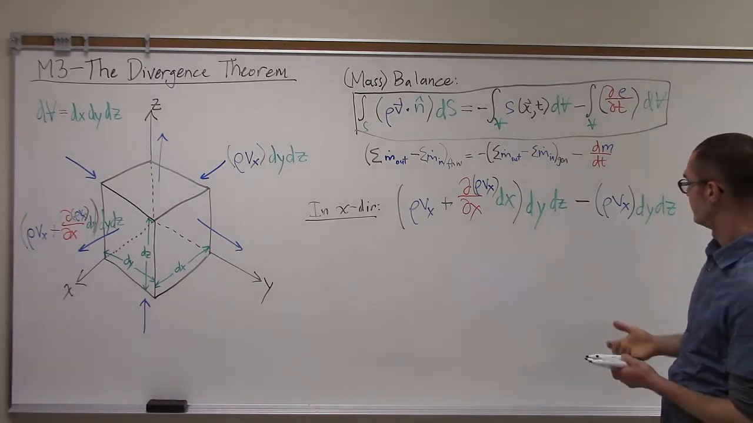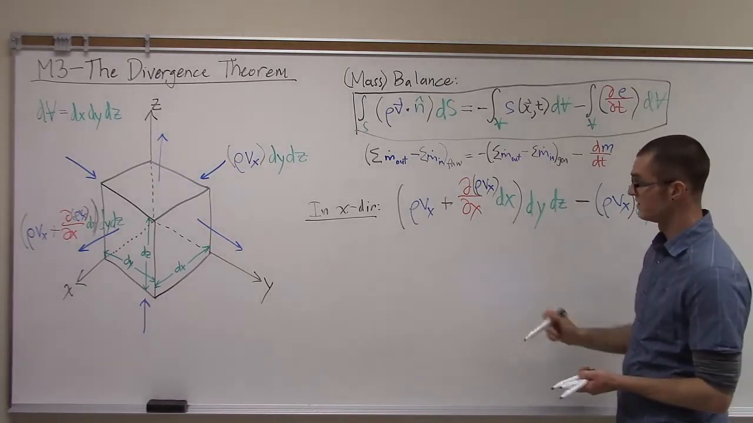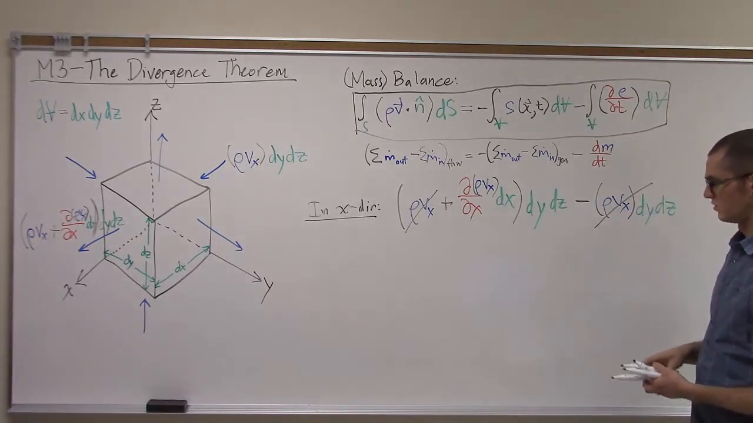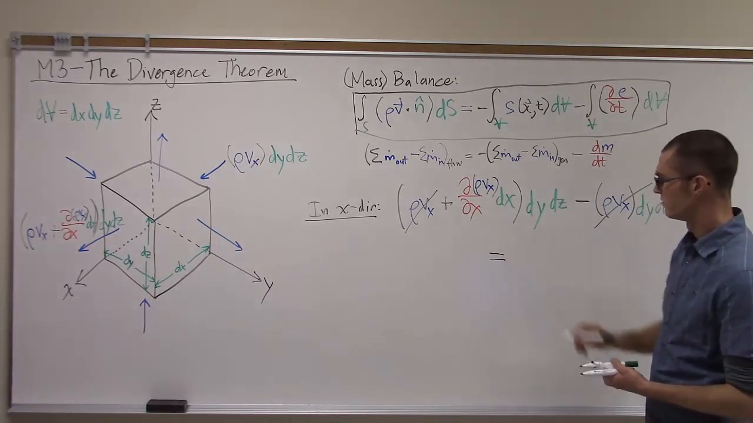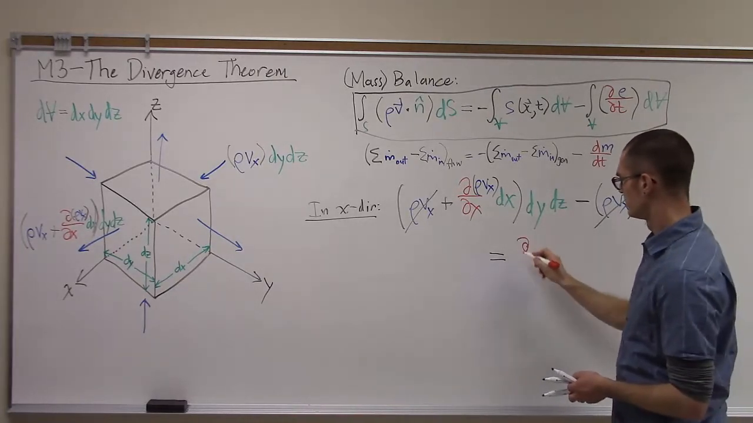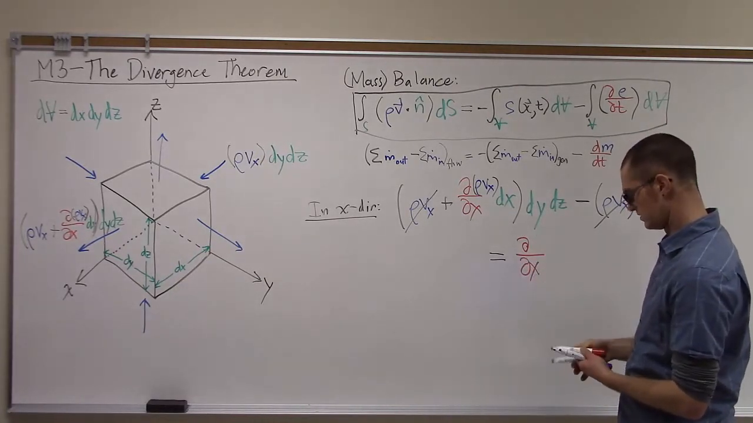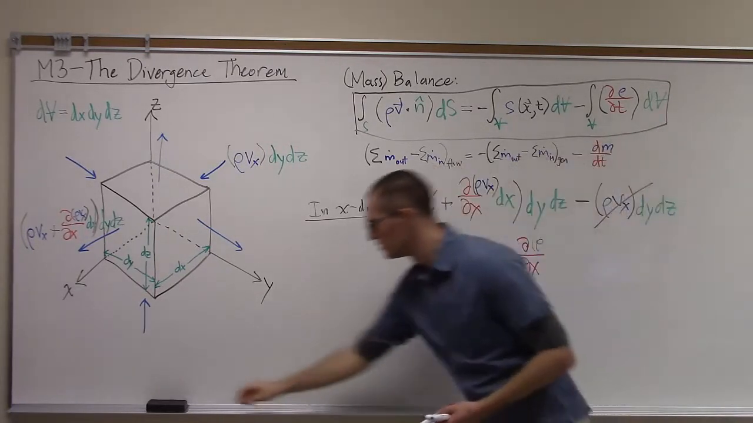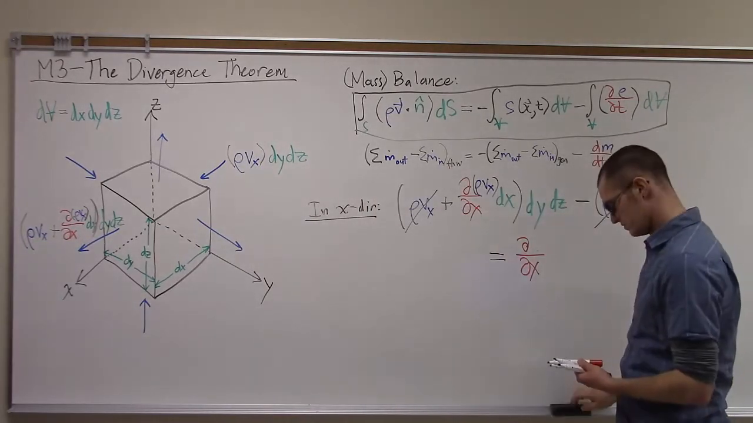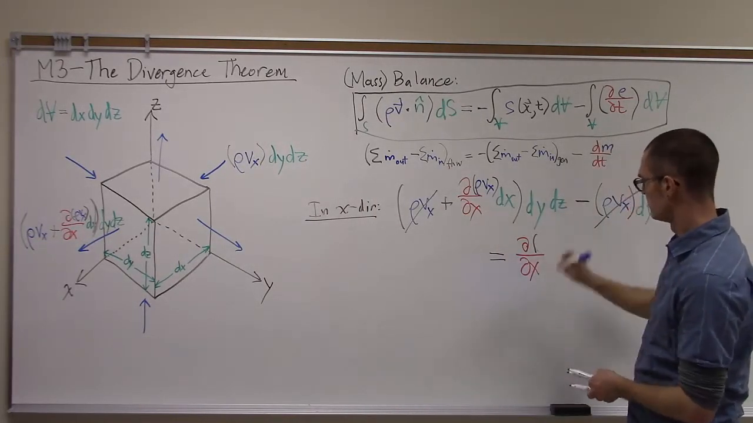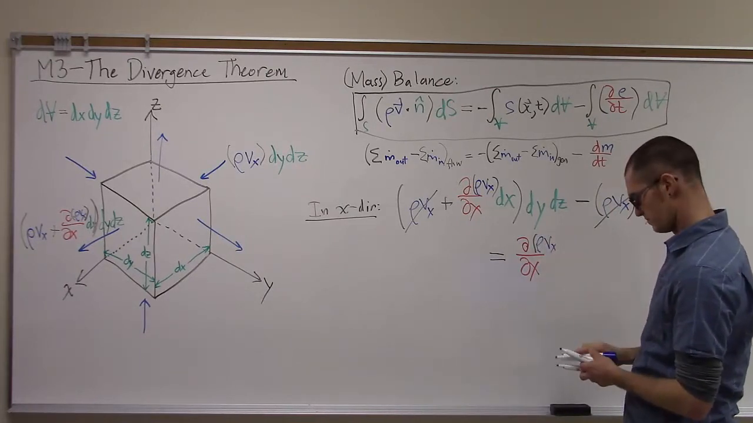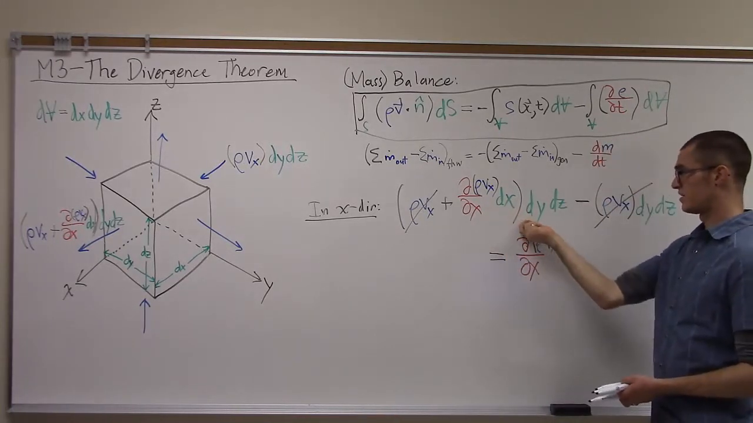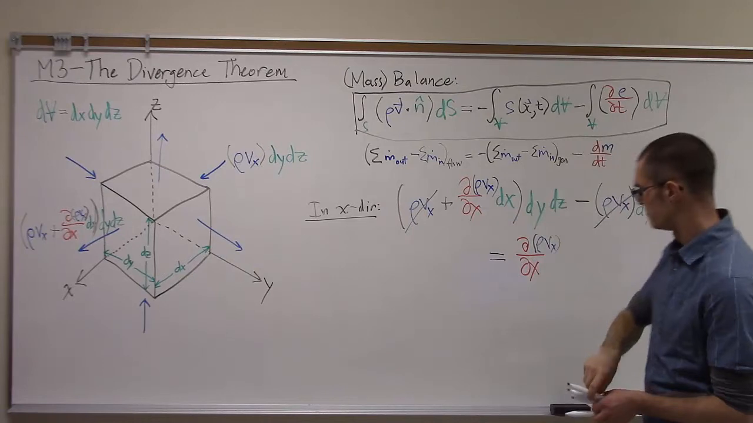And this amount, if we cancel out terms here, we can see that this rho vx cancels with this rho vx. So actually we're just left with d by dx of rho vx. And since this is the only term left, what we're left with is dx times dy times dz, which was our dv.